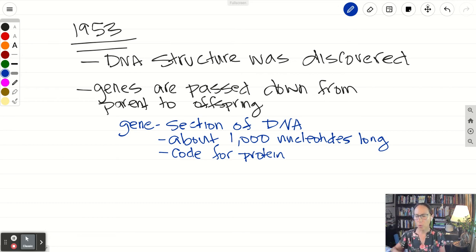Okay, so your whole body and the way you look and the way you act and everything you are, and all living organisms, like a duck is a duck because it has all these codes in the DNA to make duck protein. We have all these codes that make human protein, and you look the way you look because you have your code. Okay, so that's what a gene is.